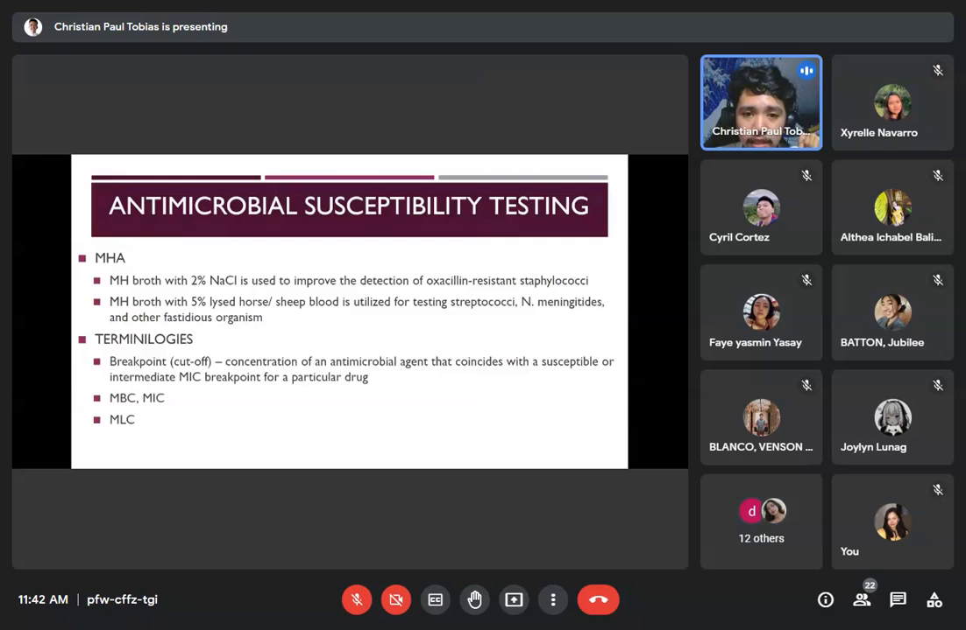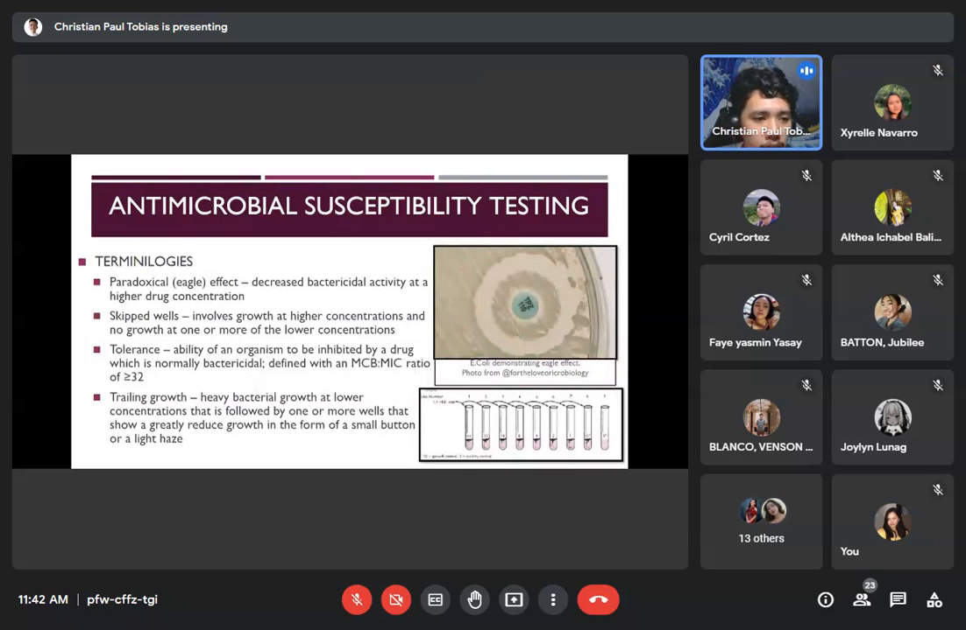Okay, yung MIC, lowest concentration of antimicrobial agent that inhibits bacterial growth and does not necessarily kill. So, yun ang pagkakaiba nila. Your MLC, same lang yan sa MBC. Lowest concentration of antimicrobial agent na kailangan para pumatay ng bacteria. MBC, MLC, same. And we have your paradoxical or eagle effect. This is decreased bactericidal activity at a higher drug concentration.